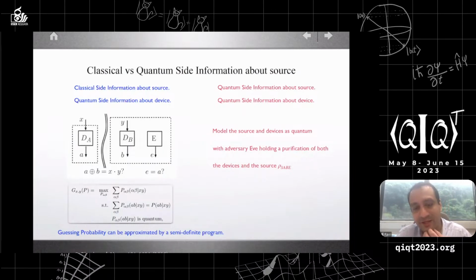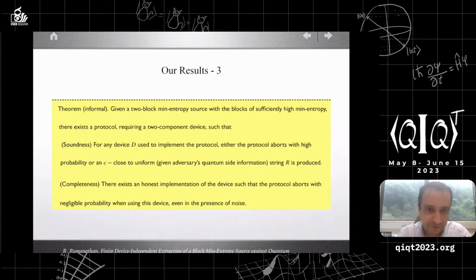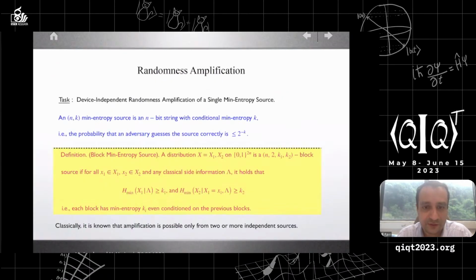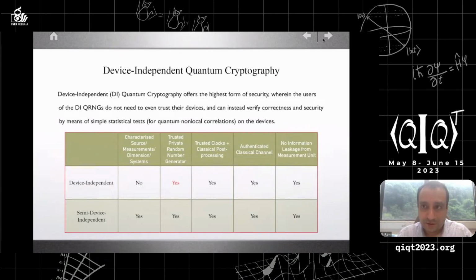And there are also some semi-device independent protocols, which we're also working on. So as I said, in general quantum cryptography, you have to either trust the source, that the state of the device is as prescribed, or you have to trust the measurements that are being performed. Or you at least have to trust the dimensionality of the system. So if you have a single photon, you have to trust that it's a single qubit system.